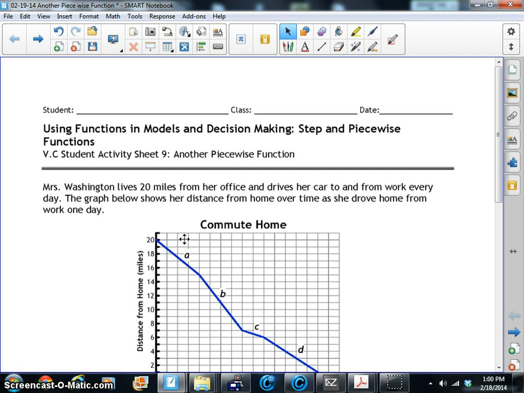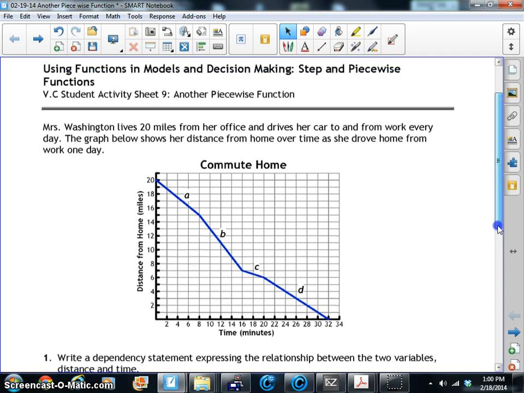In this tutorial, we're going to be talking about another piecewise function. And this is a little bit different from our step functions because you remember our step functions looked like this. They were discontinuous, but right here, this is an actual continuous line. It keeps on going and going all the way down to the bottom.